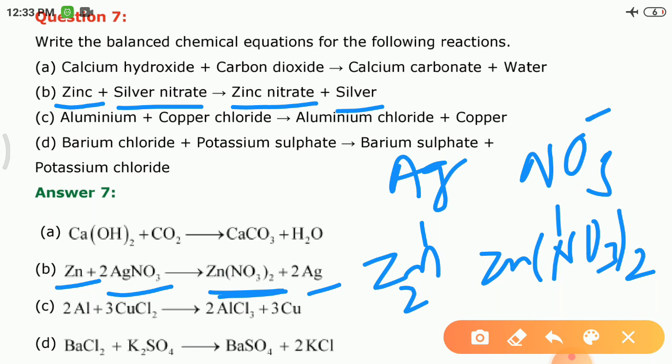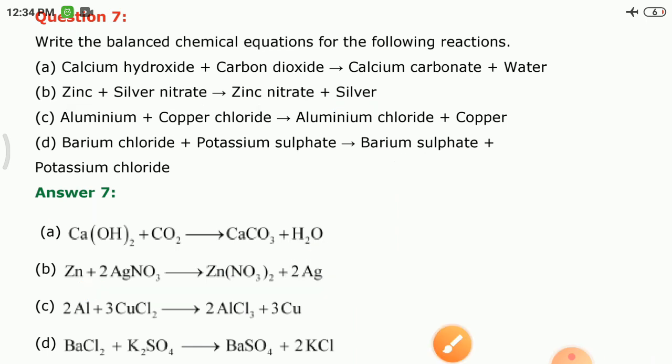Now here in the product we have 2 nitrate ions, and for getting 2 nitrate ions we have to put 2 in front of AgNO3. By putting 2 in front of AgNO3, on the reactant side there are 2 silver ions, and on the product side also there will be 2 silver ions. So now this is the balanced chemical equation. Zn plus 2AgNO3 gives Zn(NO3)2 plus 2Ag.